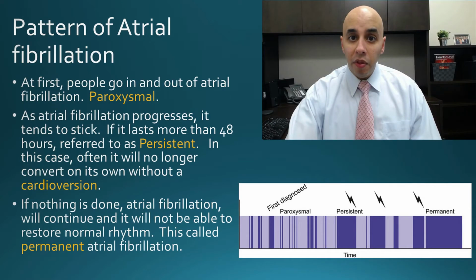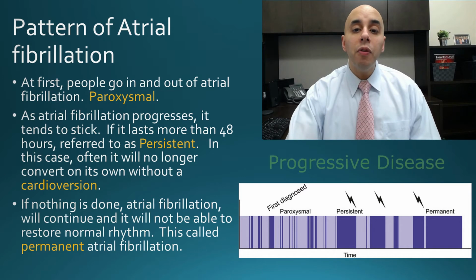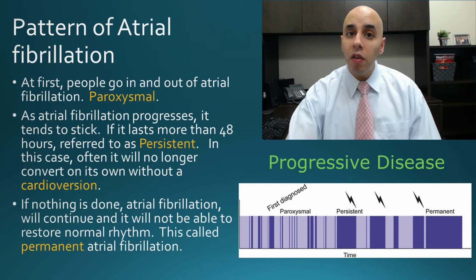One concept that is important to understand as you make your decision as far as how you want to treat your atrial fibrillation is the pattern of atrial fibrillation. Atrial fibrillation is a progressive disease. The more you have it, the more the atria, or the top part of the heart, remodels, and that leads to actually more atrial fibrillation.